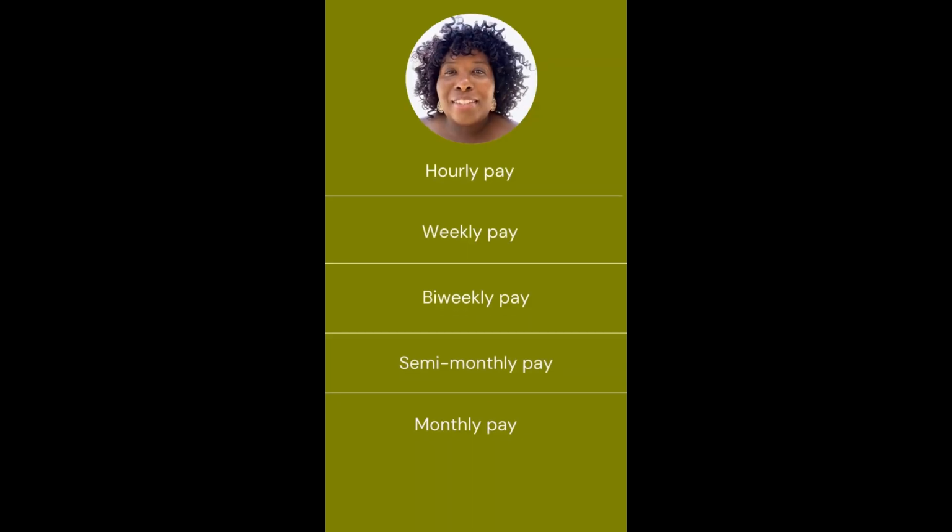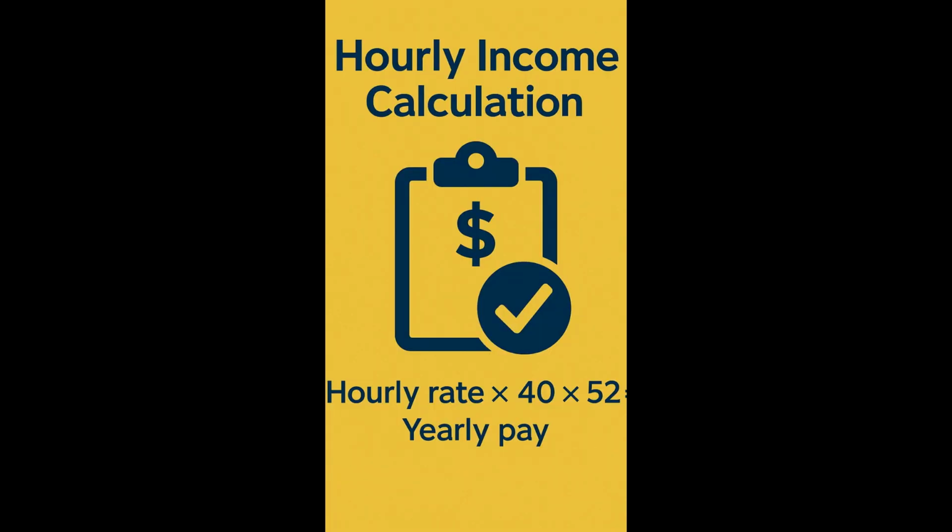On the NMLS test, you'll need to annualize income fast. Here's how. Hourly pay: take the hourly rate times 40 hours times 52 weeks. Weekly pay: multiply by 52. Biweekly pay: multiply by 26. Semi-monthly pay: multiply by 24. Monthly pay: multiply by 12. For hourly rate, multiply by 40 hours per week, then multiply by 52 weeks in a year.